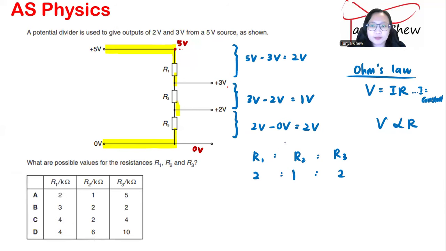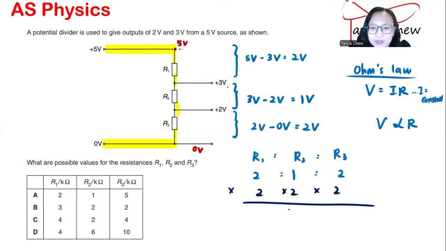But the problem is, since the ratio of the potential differences is 2, 1, 2, I don't see any answer from all the choices here. There is no ratio of 2, 1, 2. No worries. What you need to do? I just make the numbers a bit larger. When I multiply all the ratios by 2, I will get 4, 2, 4. Do I not have the answer here? The answer is quite obvious, which is C. I hope by solving these past year questions, you can understand better.